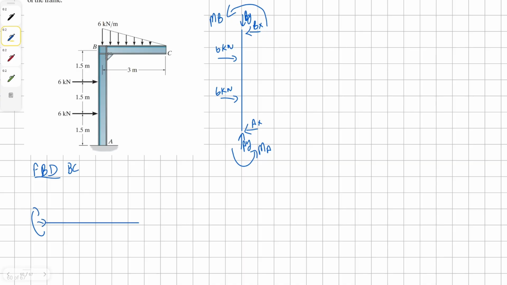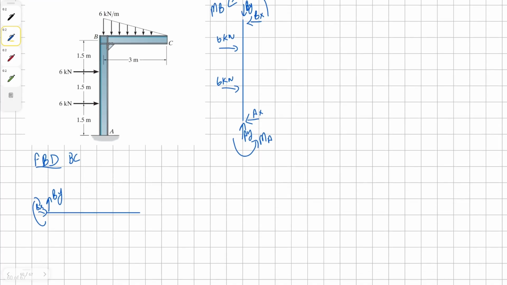So at member BC, we're going to have opposite reaction forces to point B in member AB. Then our distributed load is 6 kilonewton, and converting into a point load, it's going to be half times 6 times 3, which is 9 kilonewton. And that is it. Now to start solving, if we sum the forces in y direction, you're going to have positive Vy and negative 9 kilonewton. Solving this, Vy is 9 kilonewton.